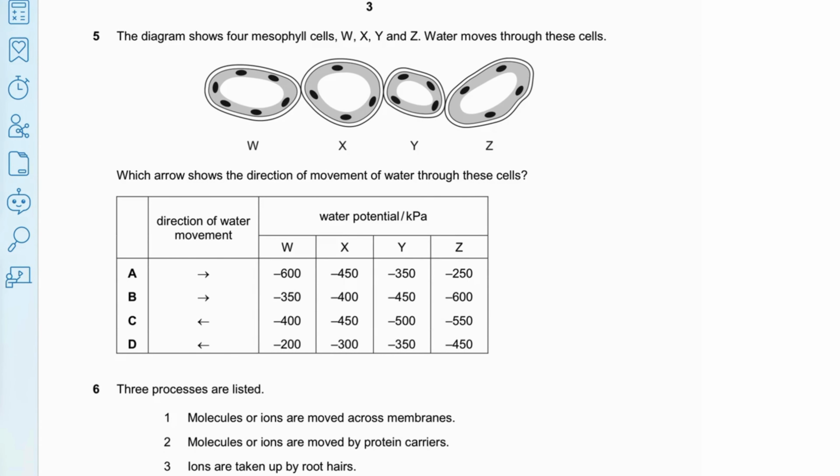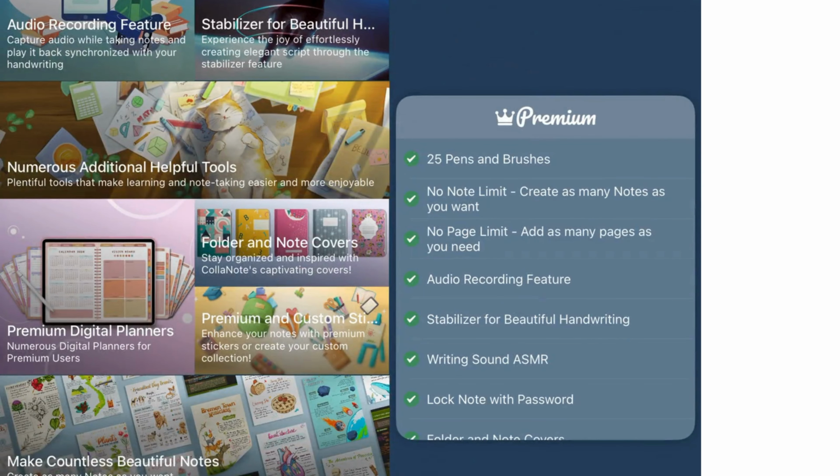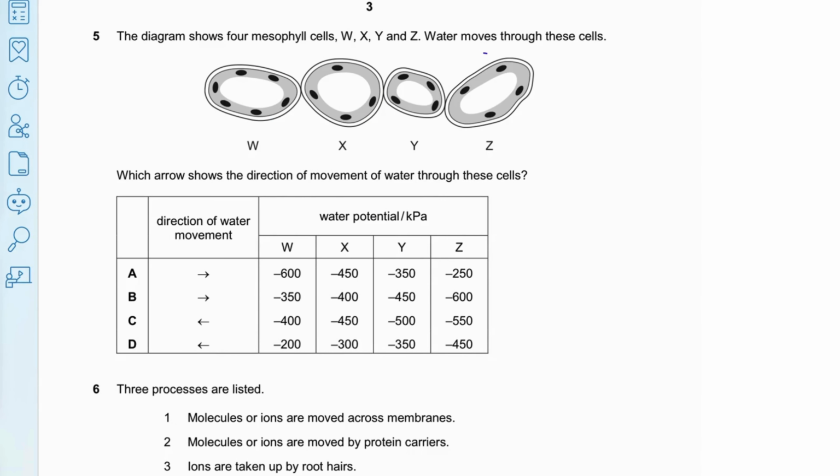Question 5. The diagram shows 4 mesophyll cells: cell W, cell X, cell Y and cell Z. Which arrow shows the direction of movement of water through these cells? So, he's talking about movement of water. Once it comes to my mind, I remember what? Osmosis. Osmosis is the movement of water from where to where? From high water potential to low water potential through a partially permeable membrane. Very important to remember this all the time.